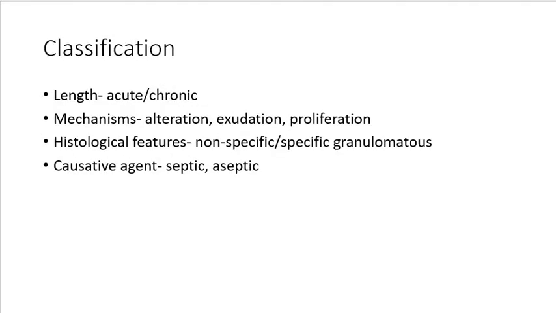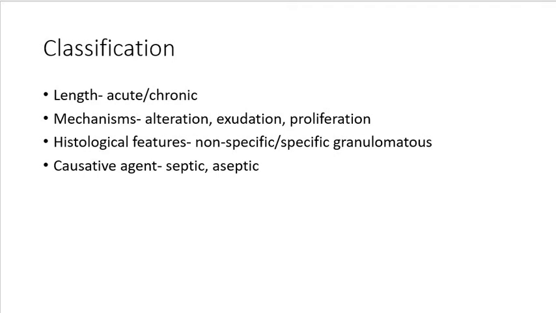And inflammation can be classified. It can be classified according to the length, the mechanisms, the histological features, or the causative agents. By length, it's either acute, where you will see more neutrophils, or it can even have a hyperacute stage or subacute stage, before and after acute, basically. And yeah, you will see neutrophils. If it's chronic, you will see more lymphocytes and macrophages in the region of inflammation.